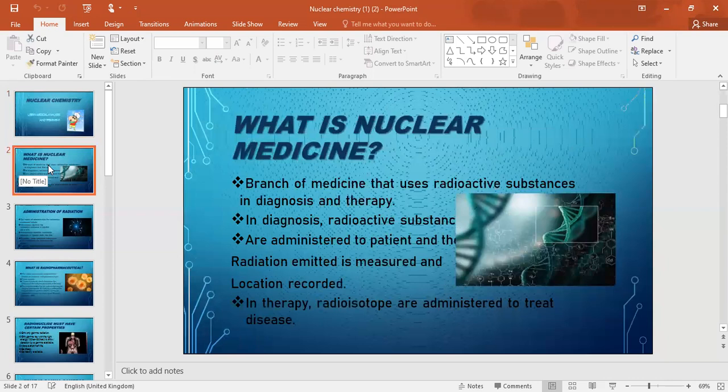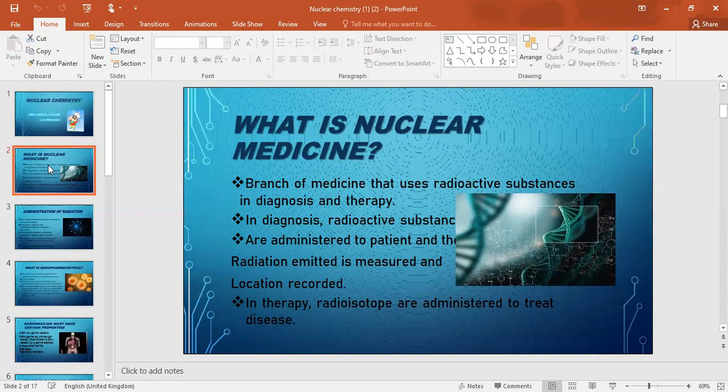Nuclear medicine is a branch of medicine that uses radioactive substances in diagnosis and therapy. In diagnosis, radioactive substances are administered to the patient and the radiation emitted is measured and its location recorded. In therapy, radioisotopes are administered to treat the disease. Basically, nuclear medicine deals with nuclear reactions, or reactions that happen inside atoms.